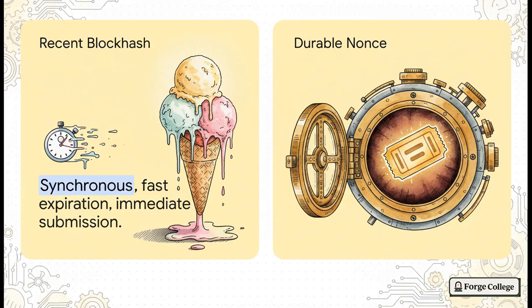I like to think of the recent-blockhash kind of like a rapidly melting ice cream cone on a ridiculously hot summer day. You have a very short window, just a handful of slots really, to enjoy it, or in this case, to get your transaction processed synchronously. It's great if you're sitting right there and pressing send, but on the flip side, a durable nonce is asynchronous. It allows for deferred execution. It completely separates the act of signing a transaction from the act of actually submitting it to the network. So yeah, no melting ice cream.